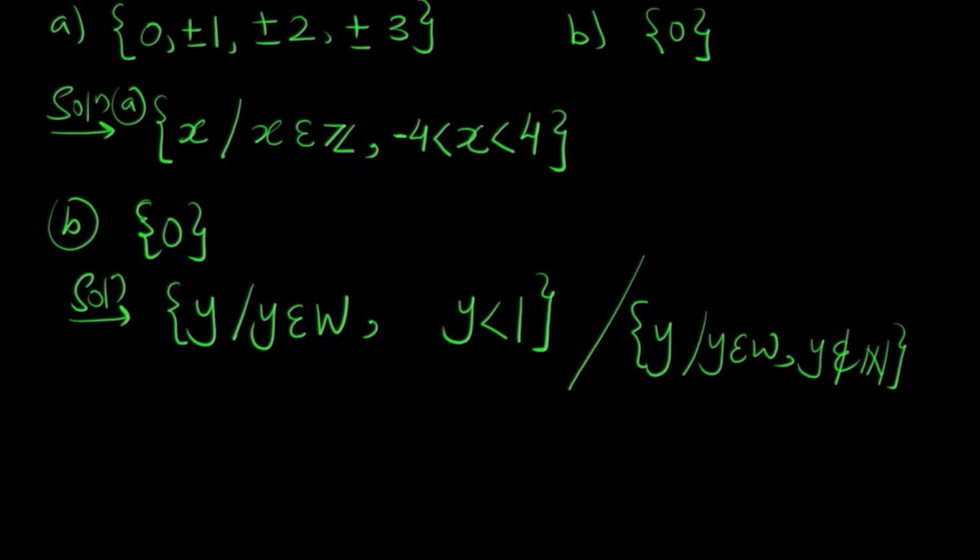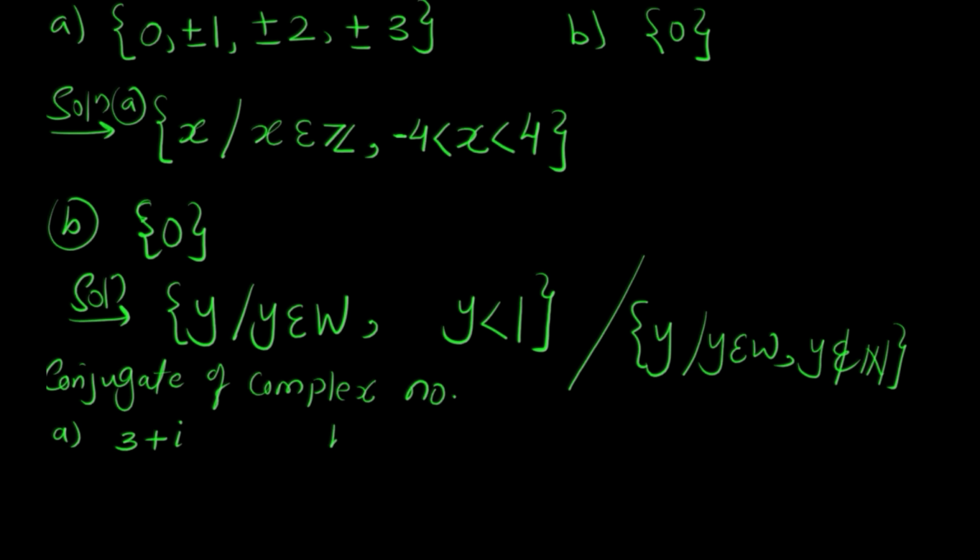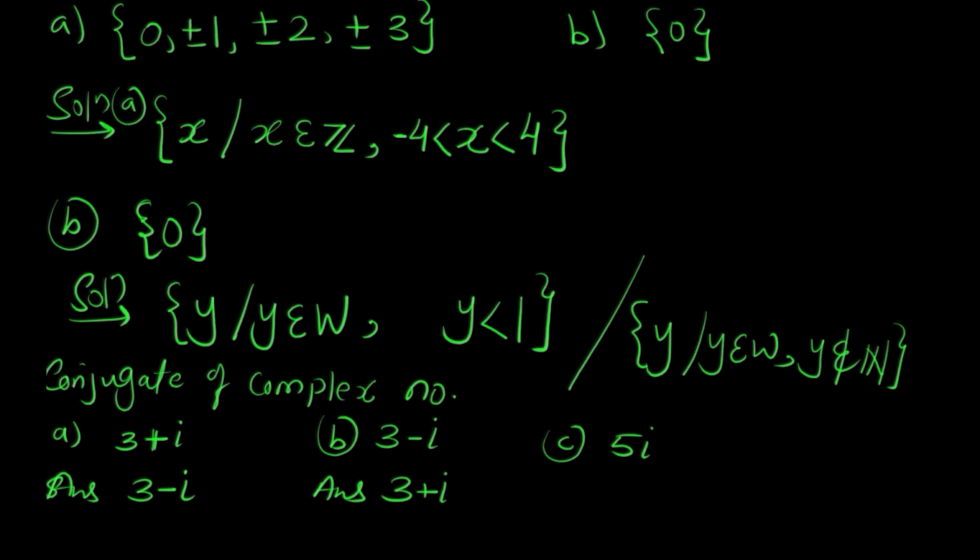Next question: write the conjugate of the complex numbers. A is 3 plus i, B is 3 minus i, C is 5i. Here we give the answers directly. 3 plus i becomes 3 minus i. The conjugate of a complex number means positive i becomes negative i. 3 minus i becomes 3 plus i. And 5i becomes minus 5i.